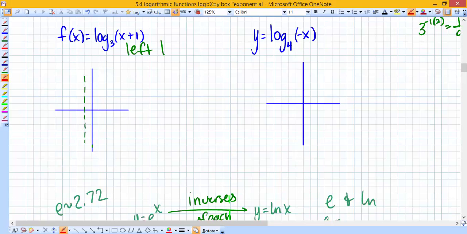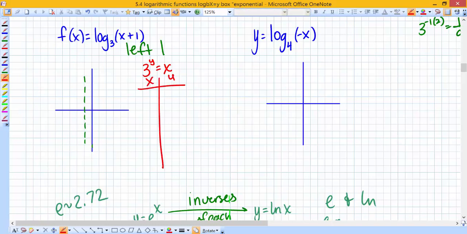So if I rewrite this in exponential form, this is 3 to the y equals x. f of x is the same as y. So now I don't have to worry about the left 1. Not yet. I will in a minute. I'm going to plot these points first.